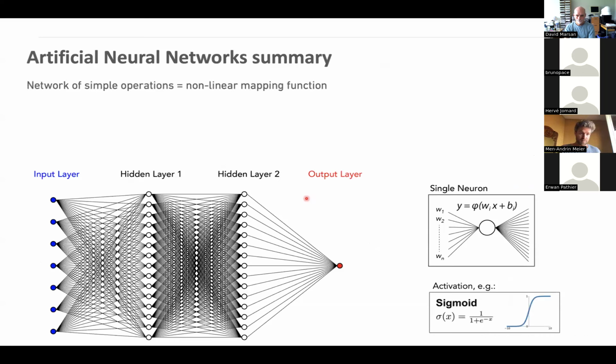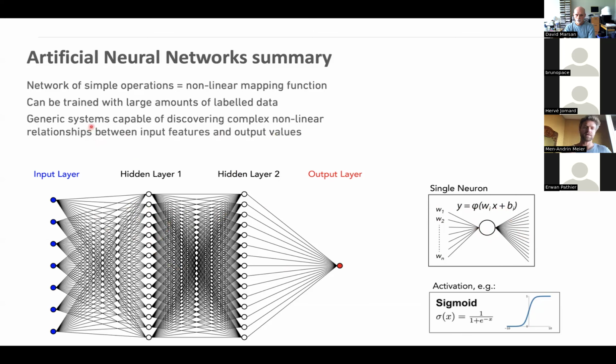So as a summary of this general artificial neural network concept, neural networks are networks of relatively simple operations. At every neuron, we do something very similar, mathematically simple, but together they constitute this very complex nonlinear mapping function. And we can train these networks with large amounts of labeled data, so we can empirically optimize all the free parameters, namely the weights and biases. And in this process, we can design very generic systems that are capable of discovering complex and, importantly, nonlinear relationships between some input features and some output values.